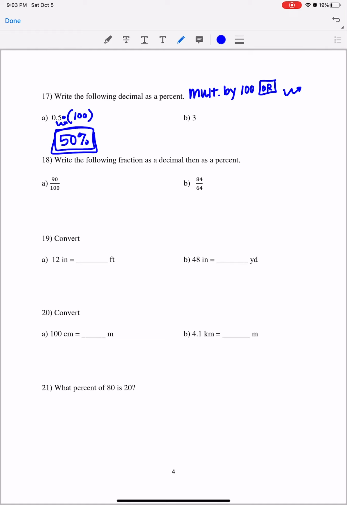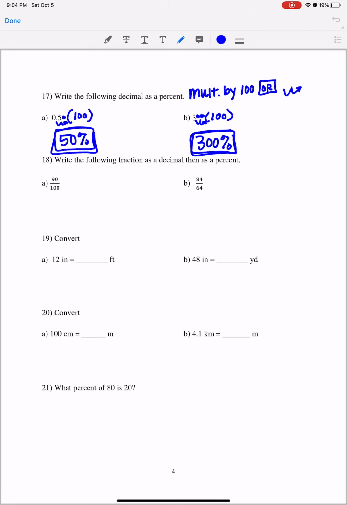Same thing, we're either doing 3 times 100 to get 300%, or that decimal's at the very end. If you don't see it, it's at the end, and move it 2 places and add in your 2 zeros.